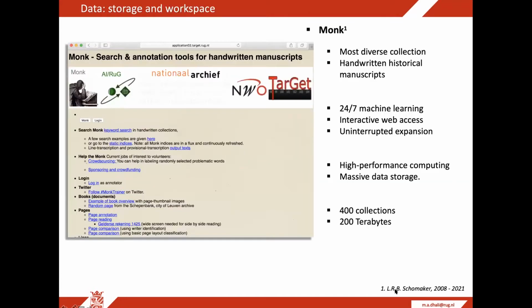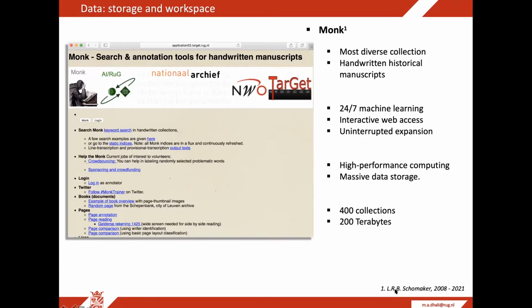Now, where do we put our data? For the data storage and processing, we use the Monk system. It is also built in-house in the AI department by Lambert Schoonmaker starting from 2008. And it is one of the most diverse collections of handwritten manuscripts. And it is also running machine learning 24/7. And it has really massive data storage and, at the same time, performance.